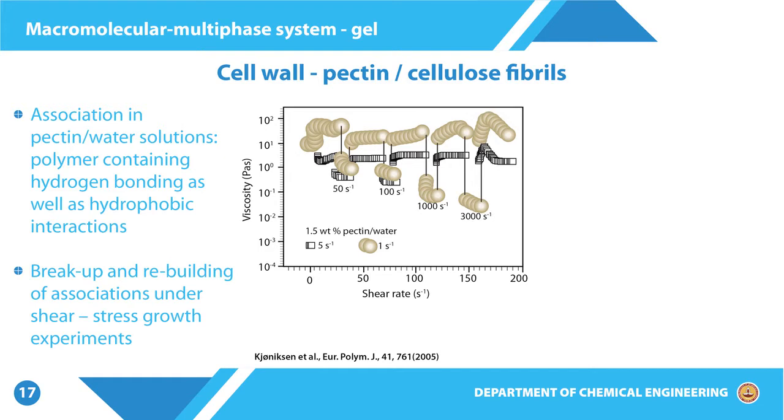So, such measurements where we are cycling the material at different strain rates are quite useful to look at breakup and rebuilding. So, in effect what we are doing is we are combining stress growth experiments with periodic excursions to different strain rates to break or reform these associations.